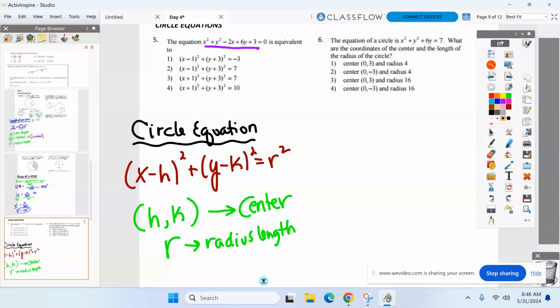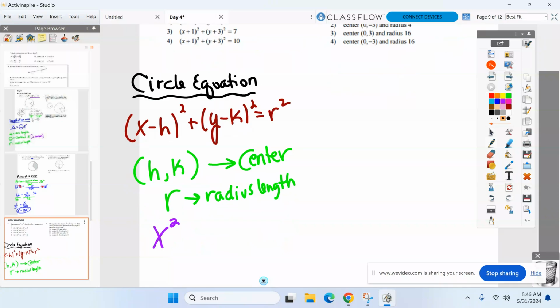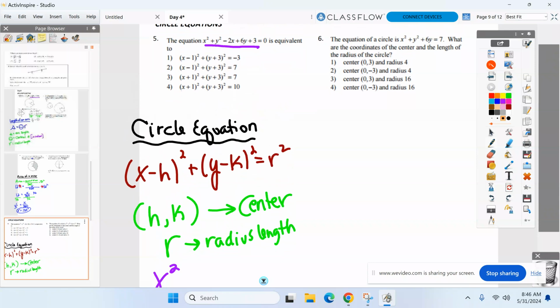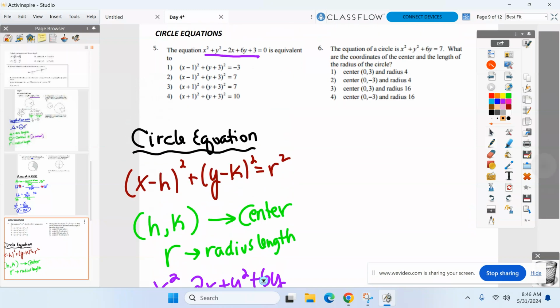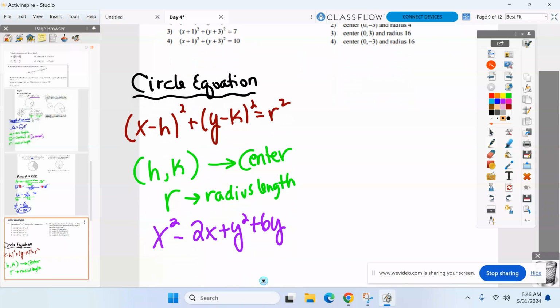All right, so first thing we're going to do, take your x's, put them together, y's, put them together on one side, and get that single number, the number without a variable, over the other side. So the first thing we need to do is organize this beast. x squared minus 2x gets paired together. The y squared plus 6y gets paired together. And remember I said I need that single number over the other side. So I have to move 3 over to the other side, and it becomes -3. So there's your first job. Group your x's and your y's together.